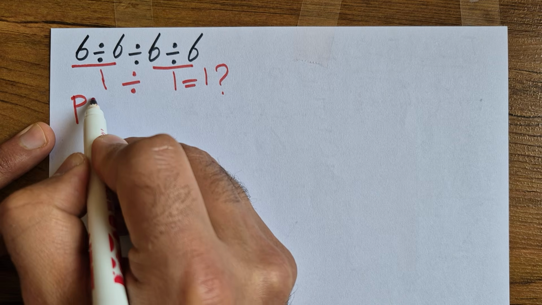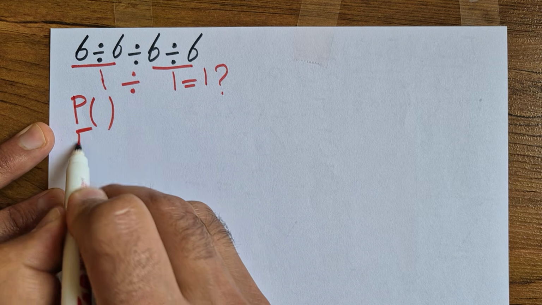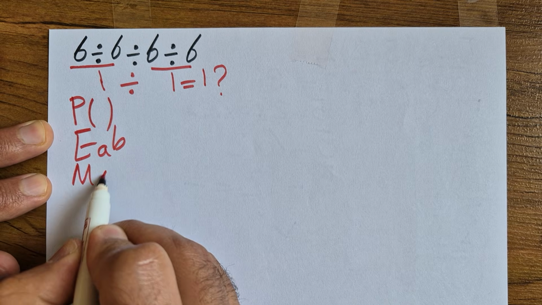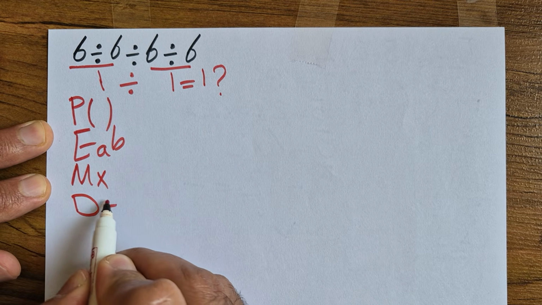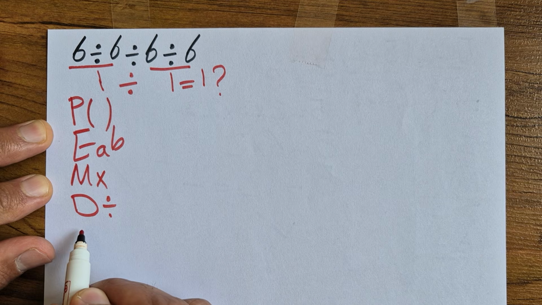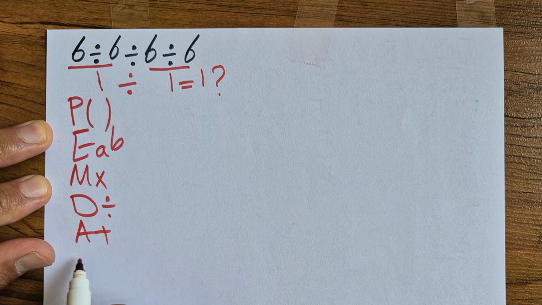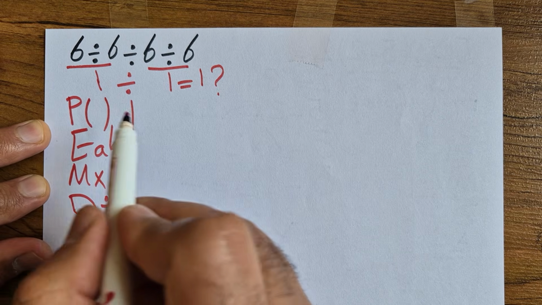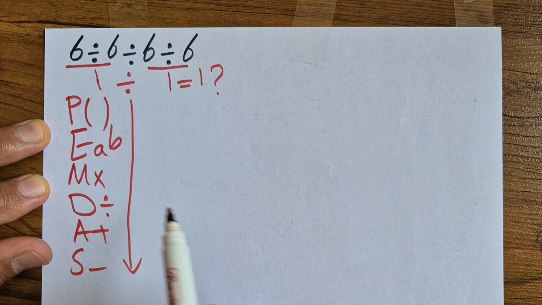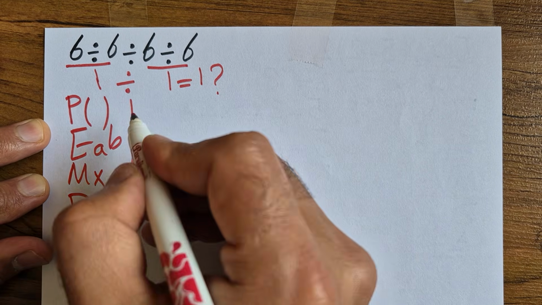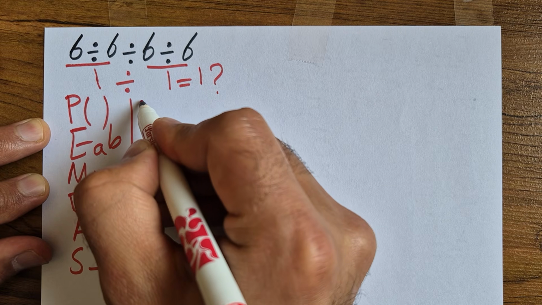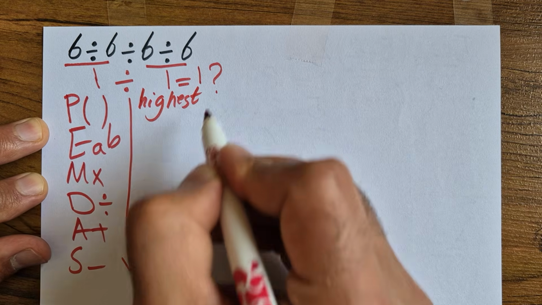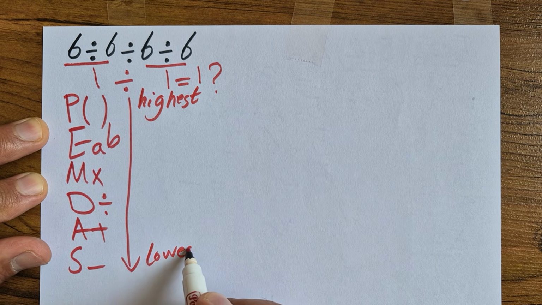That's an acronym. P stands for parentheses, E stands for exponents, M stands for multiplication, D stands for division, A stands for addition, and S stands for subtraction. Of course, we don't have most of these here, we just have division, but you must know this because I will give you a homework at the end. And here we have the highest priority till the lowest priority.